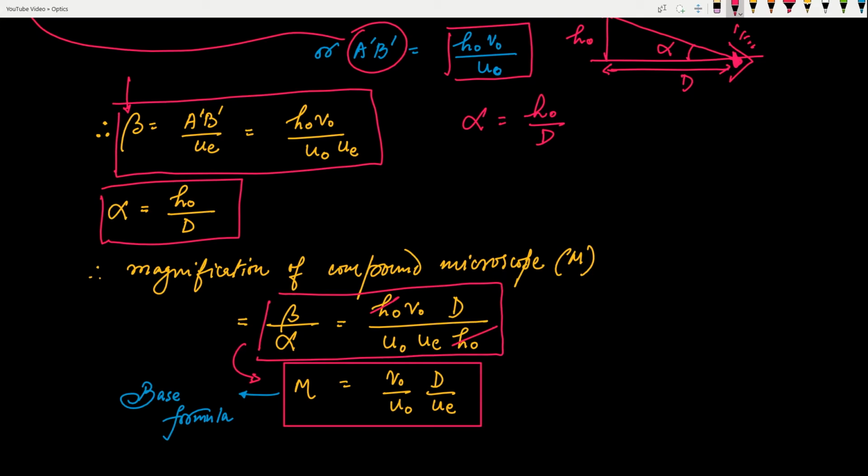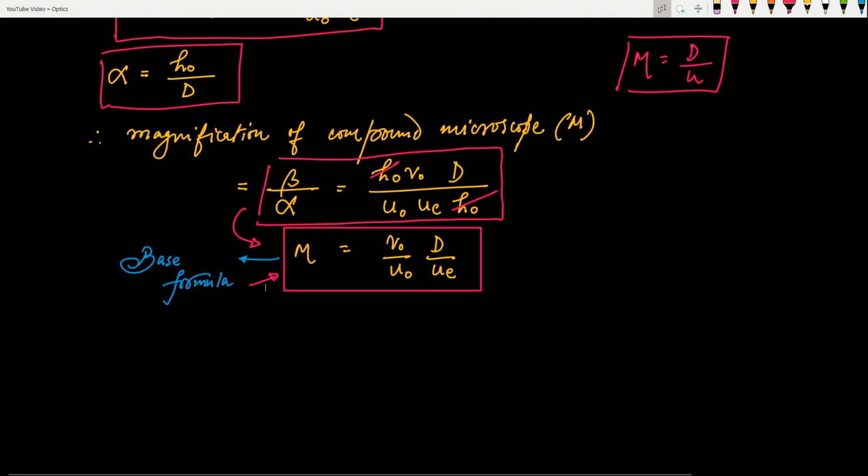What was the base formula for simple microscope? The base formula for simple microscope was D by U, isn't it? Now this is the base formula for compound microscope. Now if you look carefully, you'll see that this is M is equal to V naught by U naught. What is V by U?